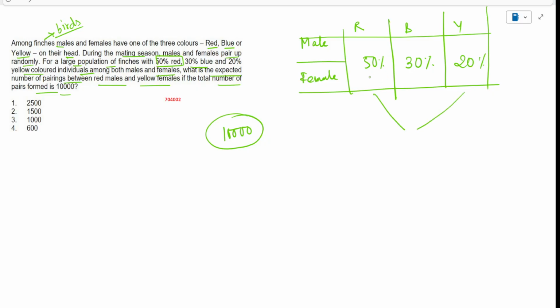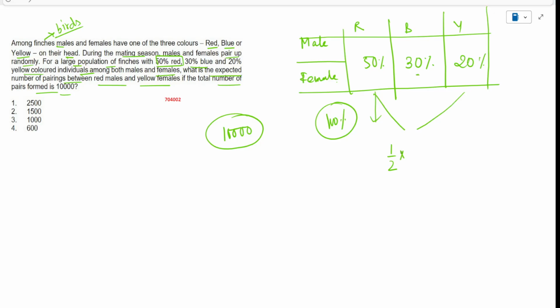The percentage of male and female are the same here, 50% male. Color wise, red male 50%, blue male 30%, yellow male 20%. Similarly, red female 50%, blue female 30%, and yellow female 20%. So if we take the probability, 50% red comes out of a total 100%, therefore this is 1 by 2.